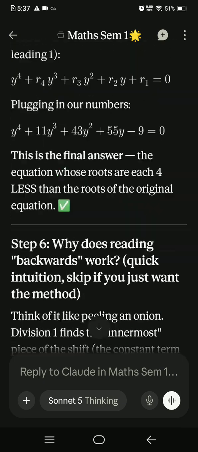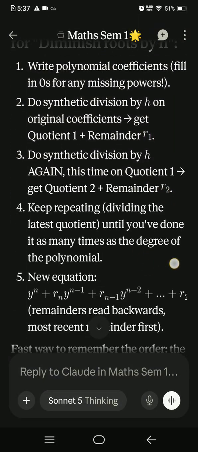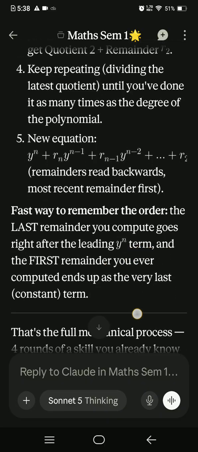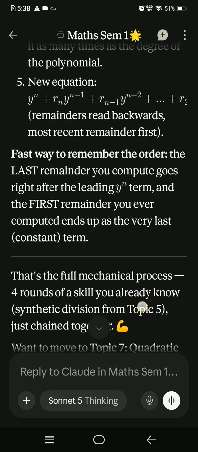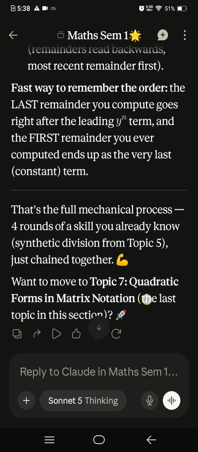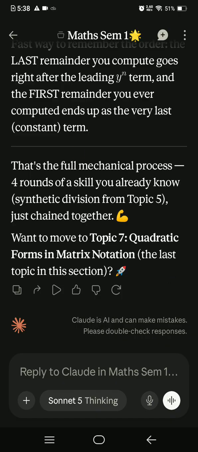Anyway, so it's done. You can read the quick recap. I won't. Fast way to remember the order: the last remainder you compute is right after the leading y term, and the first remainder you ever computed ends up as the very last constant term. That's the mechanical process. 4 rounds of a skill you already know from topic 5, and the topic is complete.